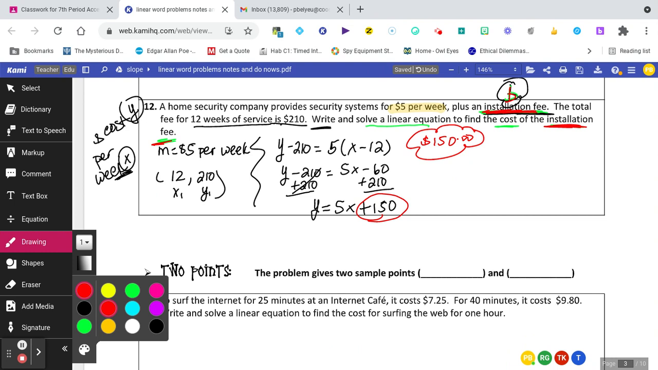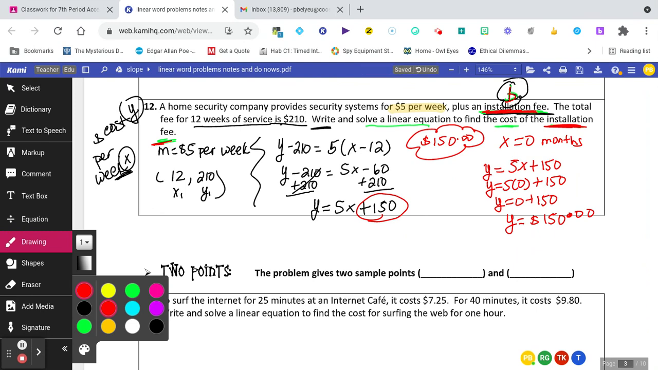But if you don't know that, then you can plug in an x of 0 because the installation fee is paid before any months of service. You pay that off the top. So that's even at 0 months. So you have y equals 5x plus 150, which is y equals 5 times 0 plus 150. And anything times 0 is 0. So I can see even if I put in 0 months, my installation fee is $150.